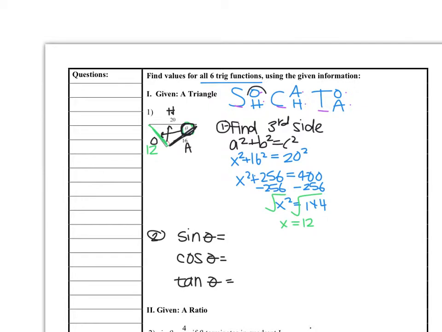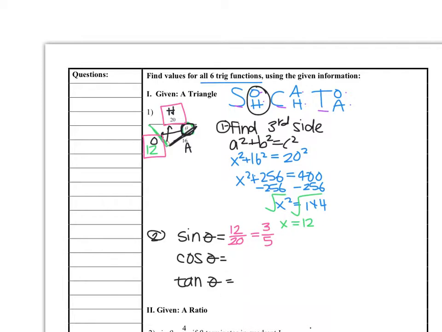So sine uses O over H. So if I'm finding my O side, that's 12, over my H side, that's 20. So sine is just 12 over 20. If you want to reduce, you absolutely can, but it's not required unless it says to put it in simplest form. So if you want to reduce, the quick way to do it is just 12 divided by 20 right on your calculator, hit enter. Or you can divide out the common number.